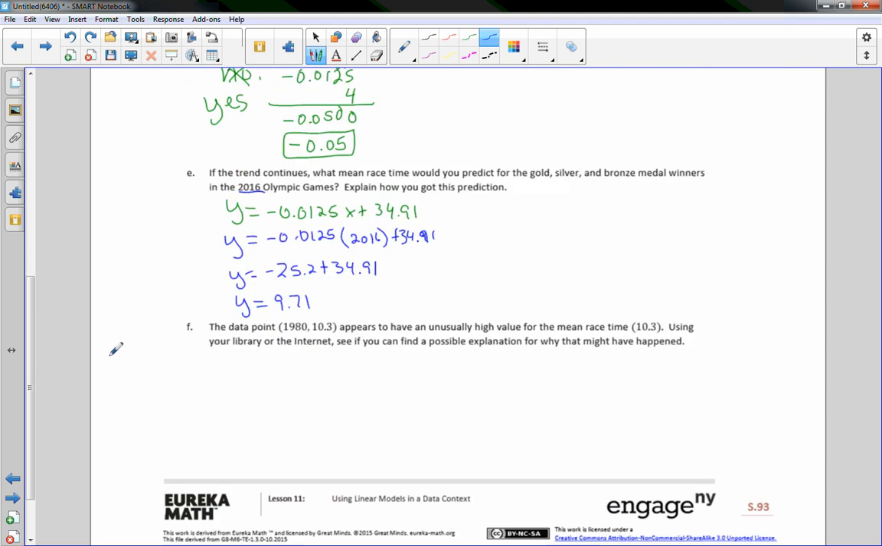F, the data point 1980, 10.3 appears to have an unusually high value for the mean race time of 10.3. Using your library or the internet, see if you can find a possible explanation for why that might have happened. Okay, I'm not going to do that problem.